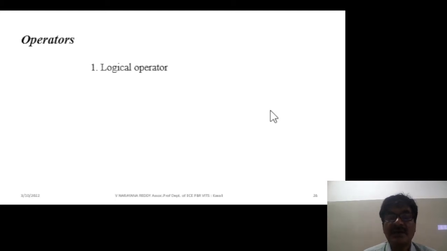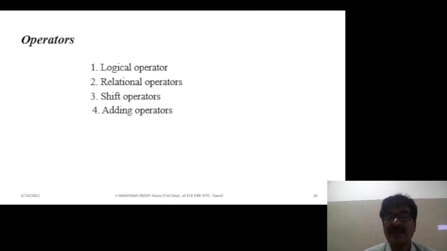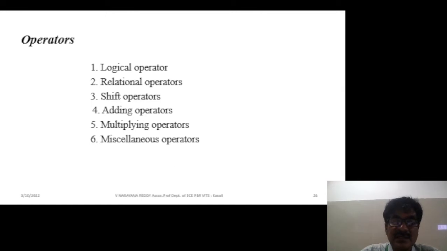Those are the logical operators, relational operators, shift operators, adding operators, multiplying operators, and miscellaneous operators. Like that, all the operators are classified in the language. Okay, so this is the classification of operators. Then, coming first to the logical operators.